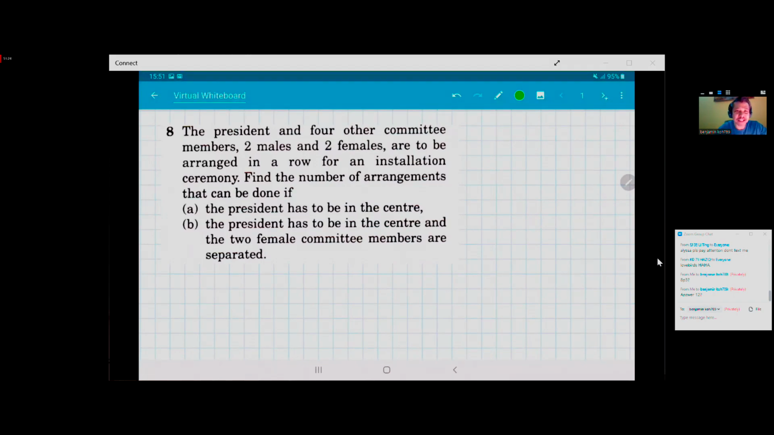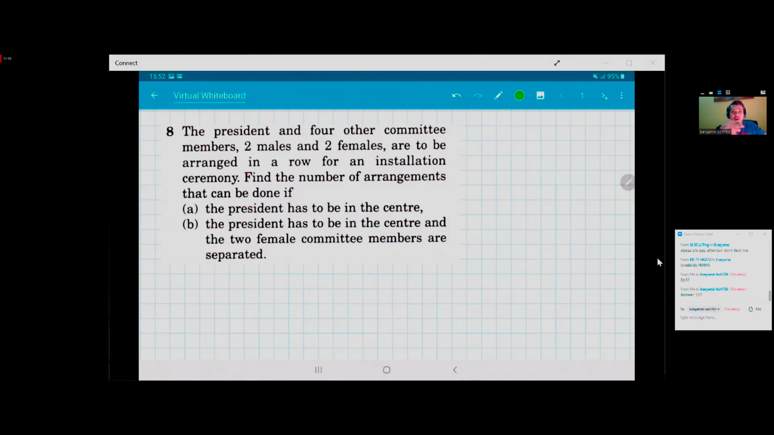The president and 4 other committee members, 2 males and 2 females, are to be arranged in a row. Question: do you know how many people there are? Because a lot of times, right, my students baca soalan nombor 8 dia tak faham. Okay, so number 1, I need to make sure that you know how many people there are. The president and 4 other committee members. Okay, so yes, there are 5 people, 5 orang. That means the other 4 committee members, 2 are males, 2 are females. Okay, so 5 orang. Okay, good.